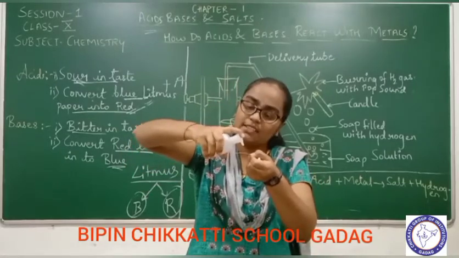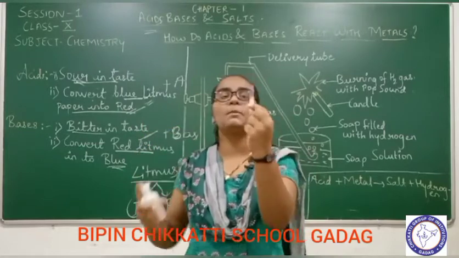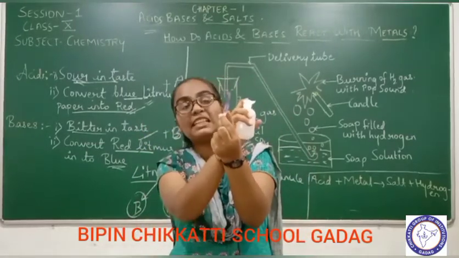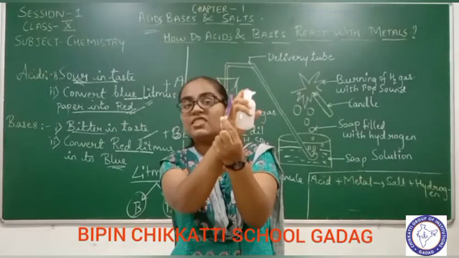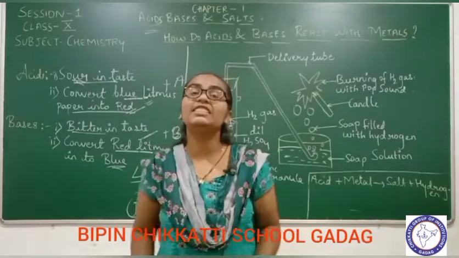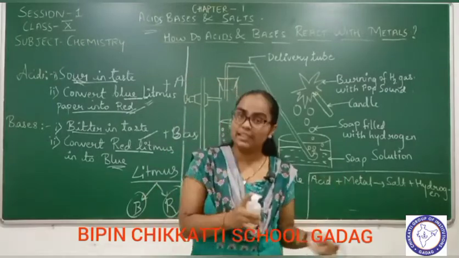Now I am adding a few drops of the base onto this red litmus paper. Can you see the color change? The red litmus paper is slowly getting converted into the blue one. The color change is prominently seen over here, right? So this is the test for blue litmus paper and red litmus paper.